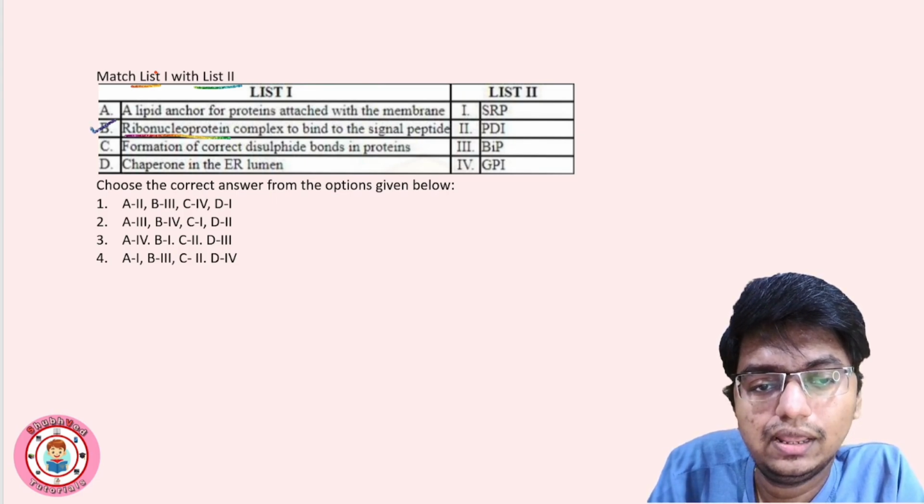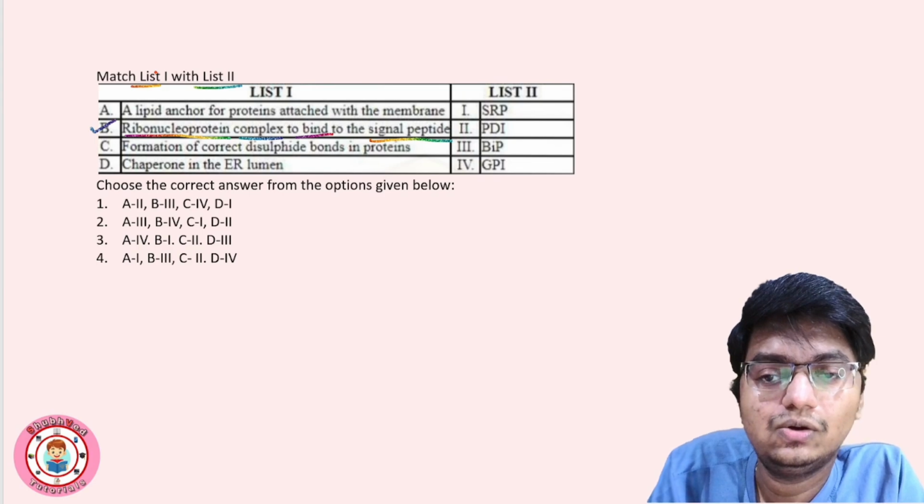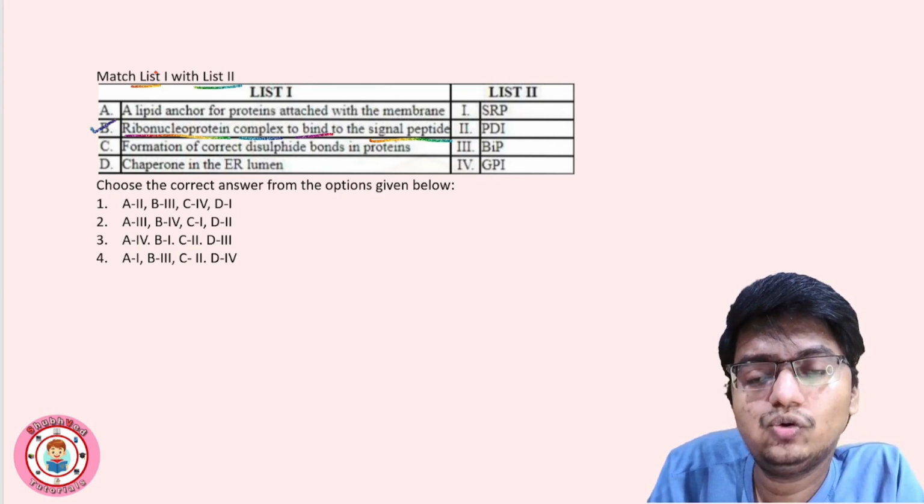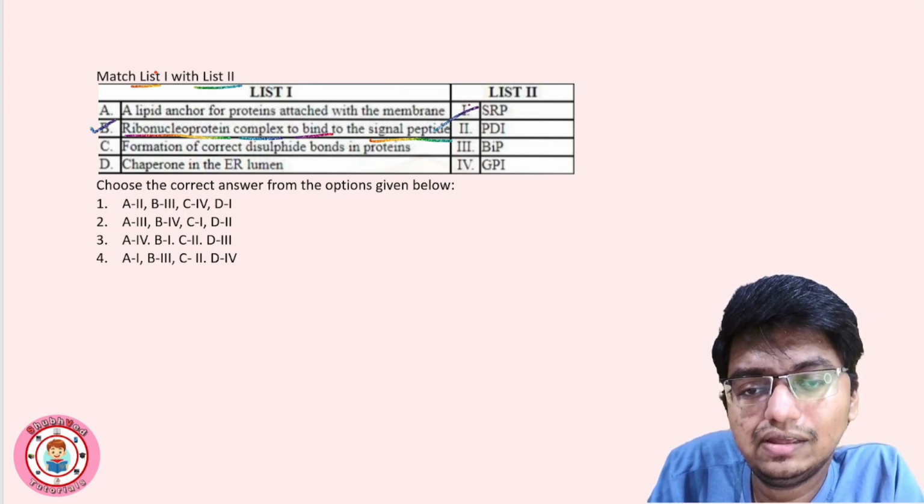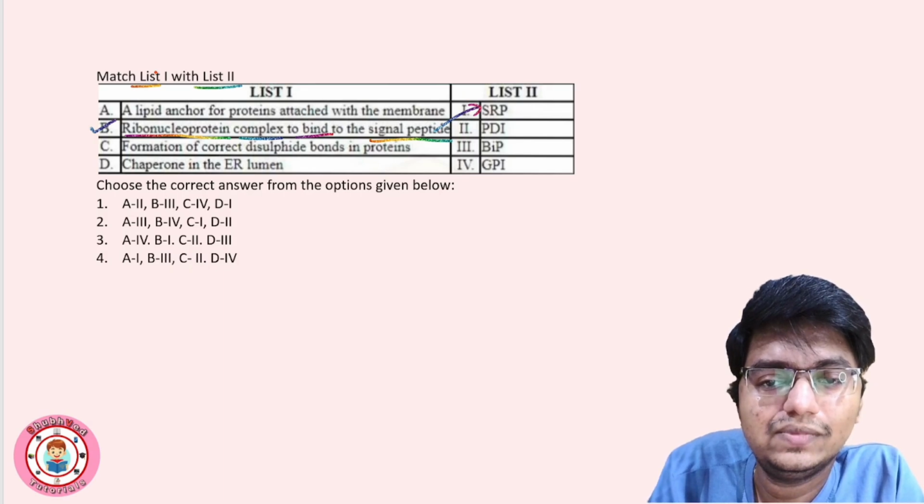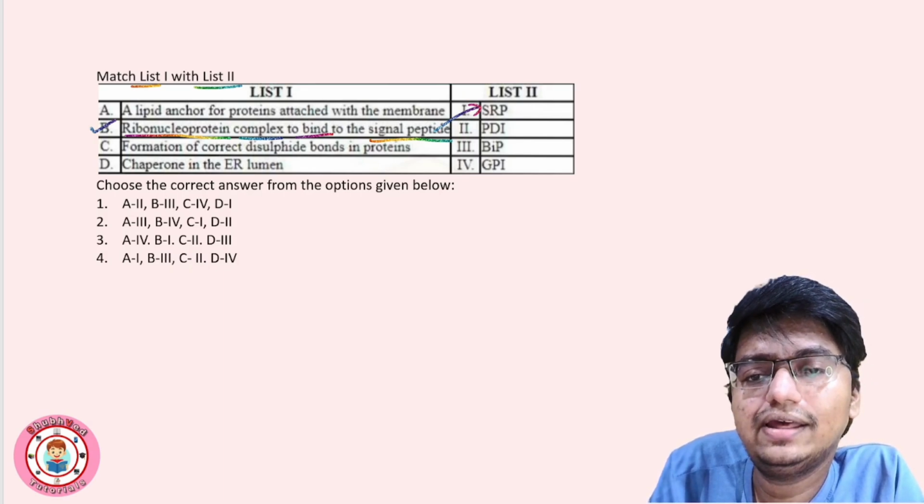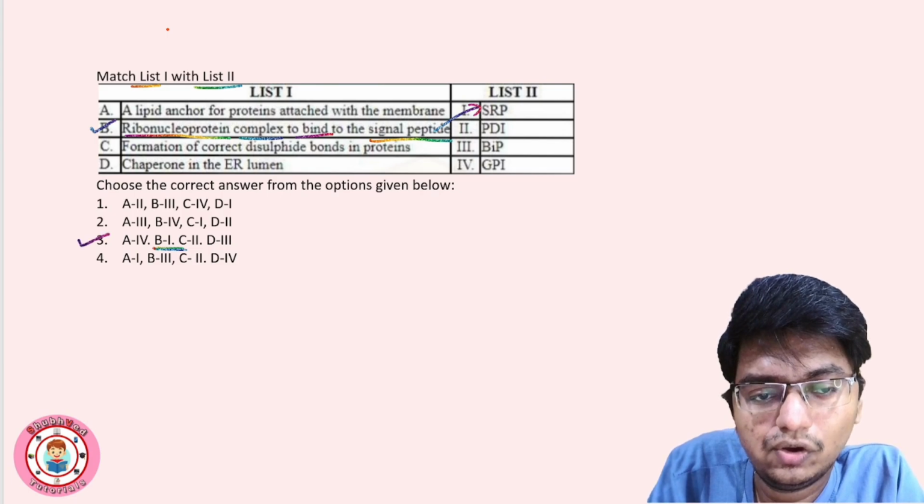B: ribonucleoprotein complex to bind to the signal peptide. Okay, meaning a complex of ribonucleoprotein which binds the signal peptide. This is basically SRP, signal recognition particle, which binds to the signal peptide and it is a ribonucleoprotein complex. So B1, again this is present in option 1 only, option number 3.